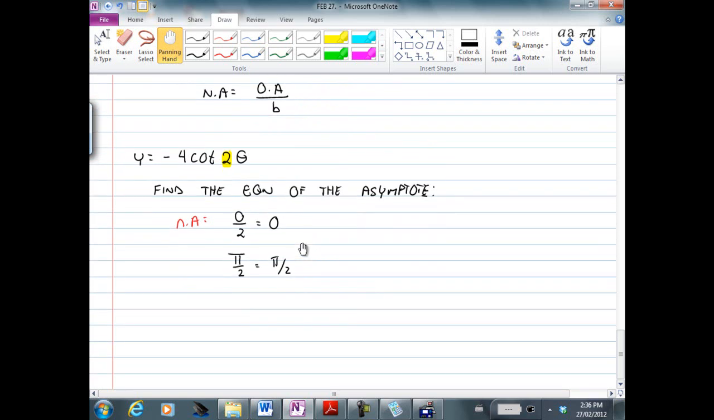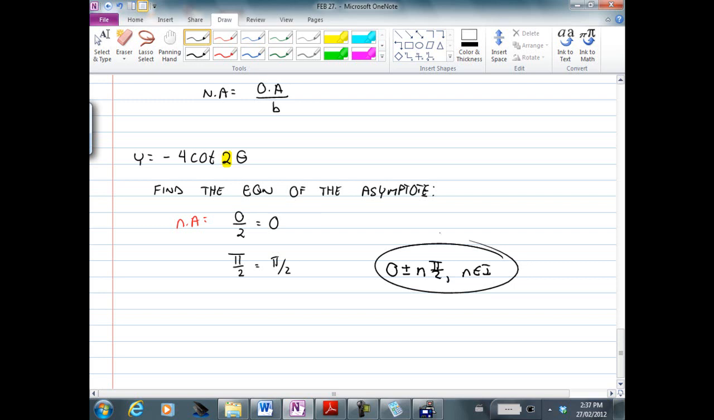From here, go ahead and create your formula. So I take my first asymptote, which is 0. The book may use pi by 2 as the first one. Everything is different. Plus or minus n. Now I find the period. What's the period of this? Pi by 2, n an integer. That's all there is to it.